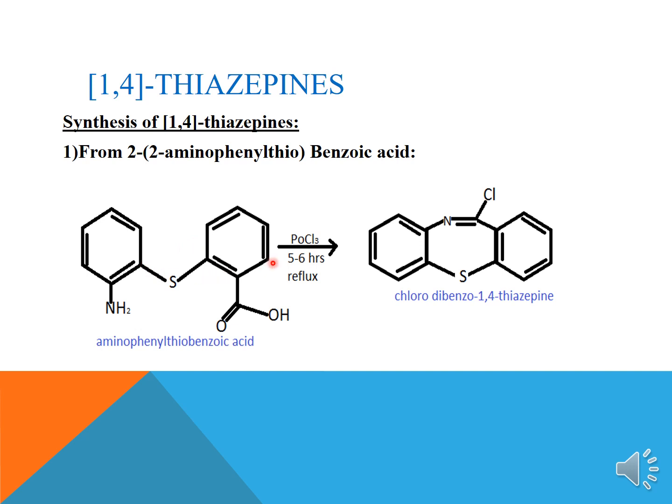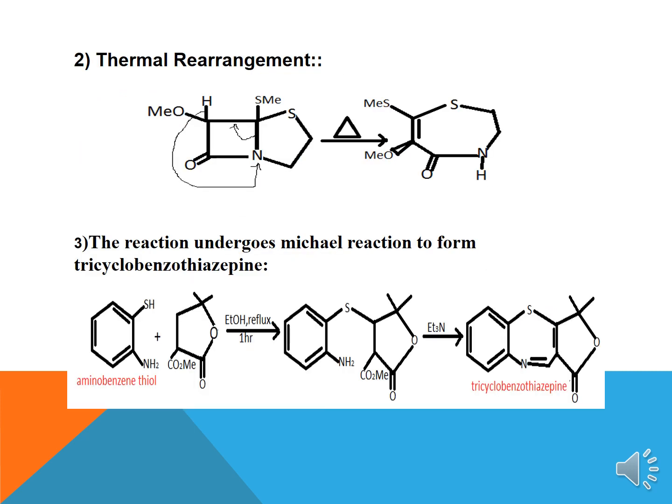When this aminophenyl thiobenzoic acid is treated with phosphorus oxychloride at 5 to 6 hours of reflux, what happens here is, if you see, the amino group and the carboxylic acid group will undergo rearrangement. There is an attack over here, and then a removal of the OH, and then you will result in this chlorodibenzo-1,4-thiazepine.